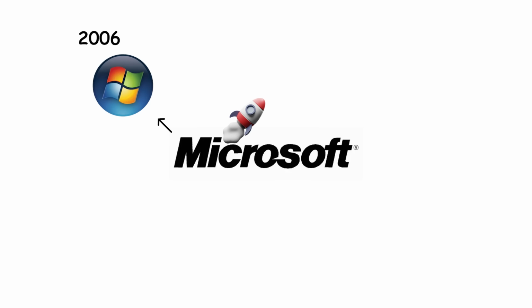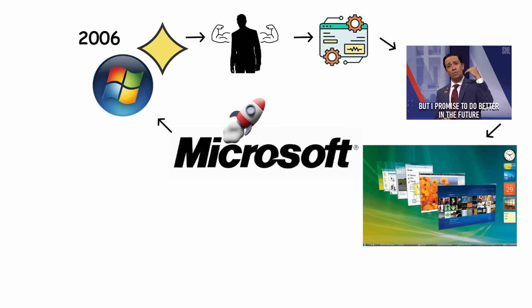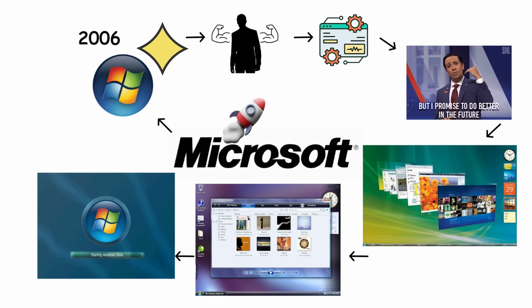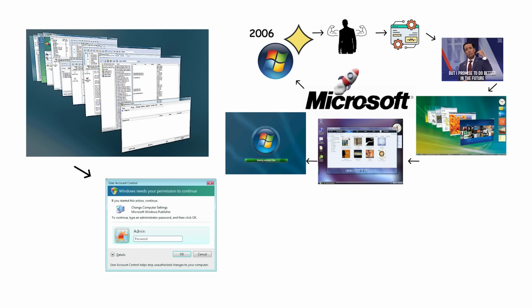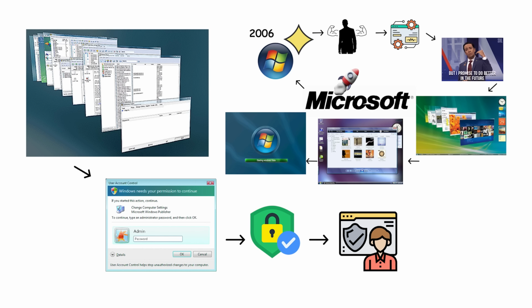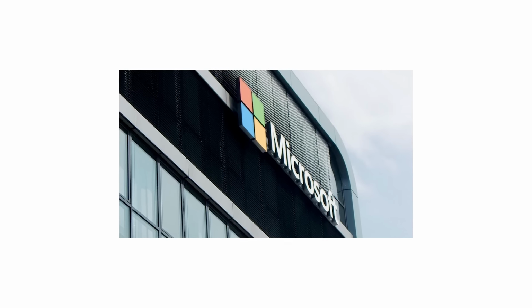Windows Vista. After 6 years, Microsoft released Windows Vista, a flashy, overconfident operating system that promised to be the future. It introduced the Aero interface with transparent windows, smooth animations, and that fancy 3D task switcher. It also came with User Account Control, a new security feature that asked for your permission every 5 seconds, because apparently, Microsoft thought its users were reckless children.